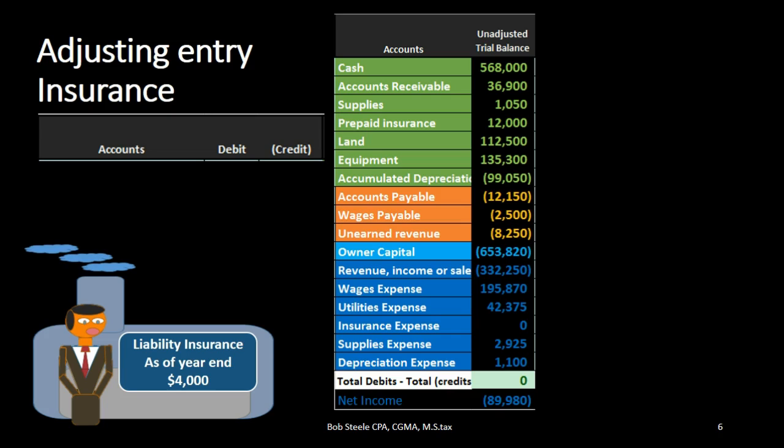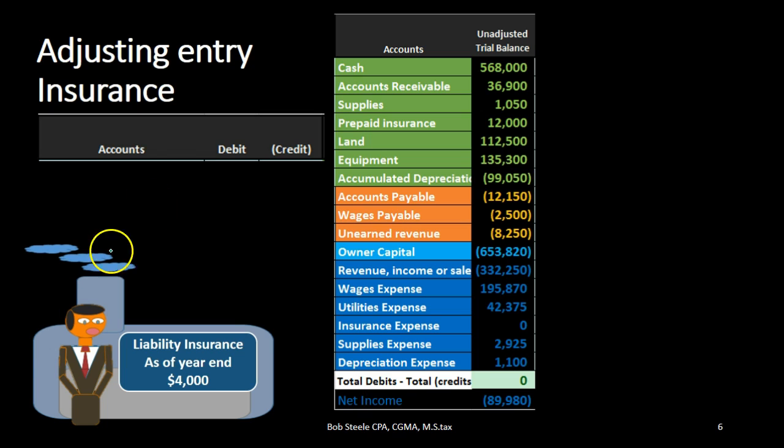Hello, in this lecture we're going to record the adjusting entry related to insurance. We're going to record the transaction up here on the left hand side and then post that to the trial balance on the right hand side. The trial balance is in the format of assets in green, liabilities in orange, then the equity section in light blue, and the income statement, including revenue and expenses, in the darker blue. We will start off by just identifying the accounts that will be affected and then talk about why they will be affected.